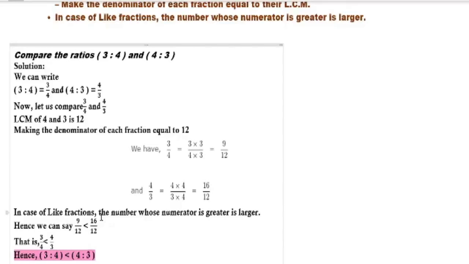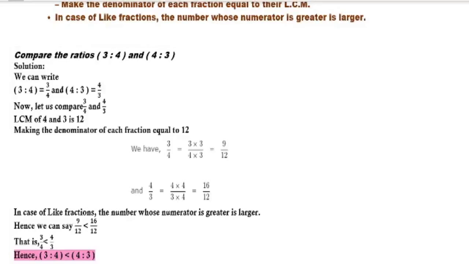In case of fractions, the number whose numerator is greater is larger. So we can write 9/12 is less than 16/12. 9/12 means 3/4, and 16/12 means 4/3. So 3/4 is less than 4/3, or the ratio 3:4 is less than 4:3. So in comparing ratios, we should follow these steps.